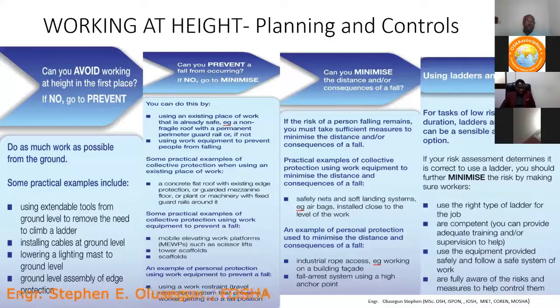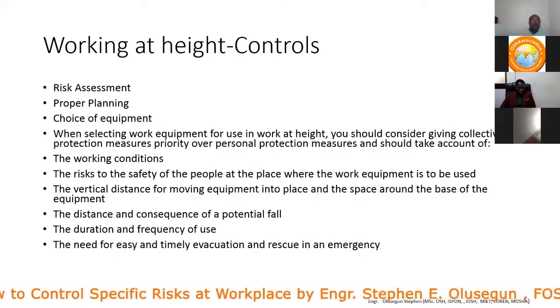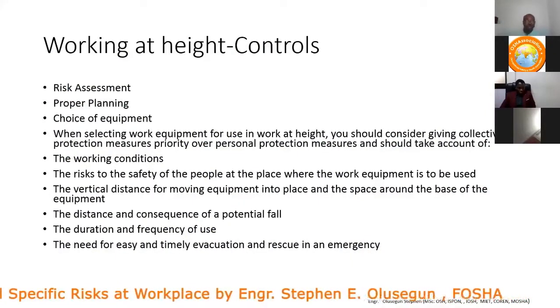And so, working at height, this is the controlling approach to it. Can you avoid it? Just like I've said, if you can avoid it, avoid it. Then go to preventing a fall from occurring. If not possible to prevent it, then minimize it. If you cannot minimize it, then use ladders, step ladders, or other equipment to achieve what you want to do. For working at height control, risk assessment is very important. Proper planning, choice of equipment.